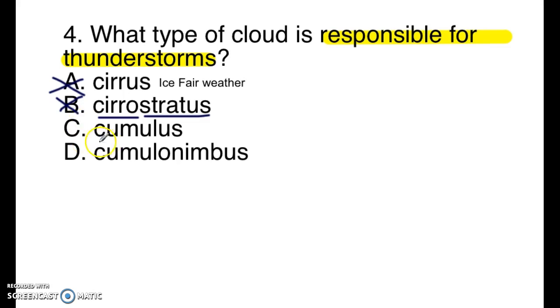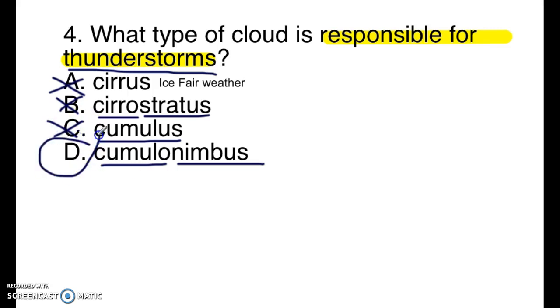Now I have two, cumulus or cumulonimbus. I know that nimbo and nimbus is the prefix and suffix for rain. I'm looking for thunderstorms. Cumulonimbus are also the clouds that are responsible for hail, so I know that the answer is cumulonimbus.